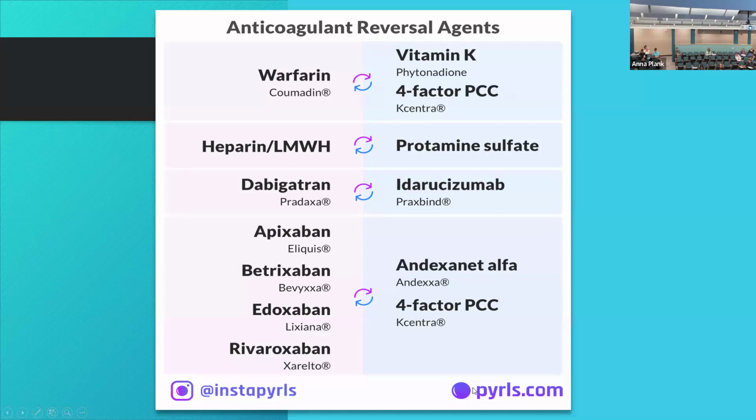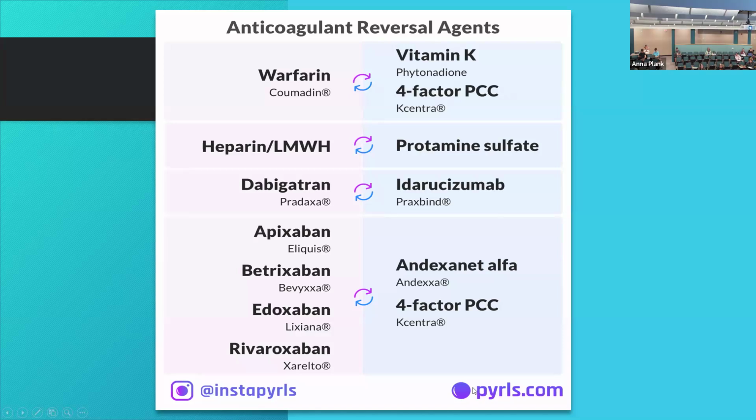For a long time, if you were on a warfarin, we always gave vitamin K. We can also use this 4-factor as well. And then we know that heparin's reversal agent is protamine sulfate. Hopefully you remember that. If not, we can look that back up. And for all of these categories down at the bottom, same thing, the Andexxa and the 4-factor PCC.